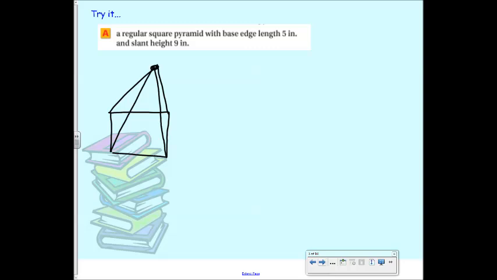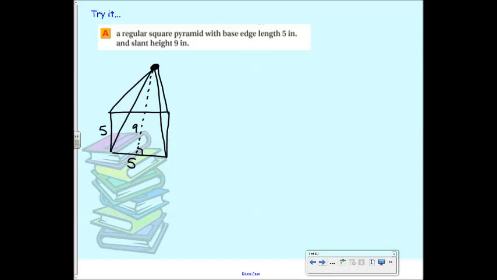Okay, so a square pyramid means that all the base edges are what? It's a square, so that means they're all the same. They have to be the same. Okay? So a regular square pyramid with base edge length 5. So if this is 5, what's this? 5. And the slant height is 9. So it tells you the slant height is 9.